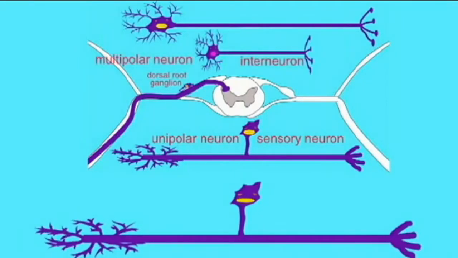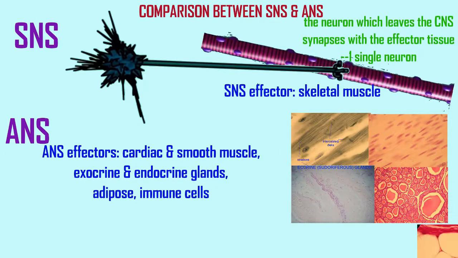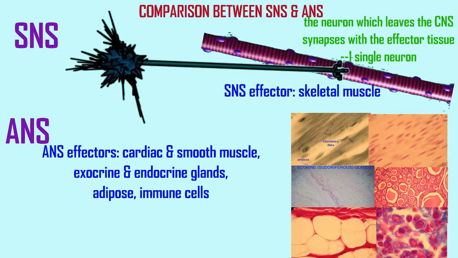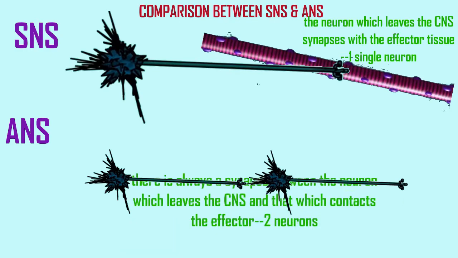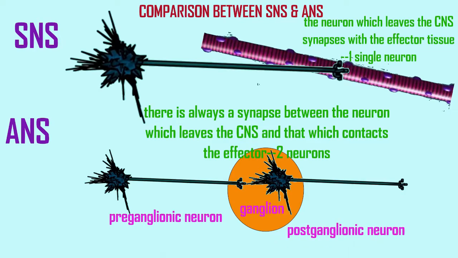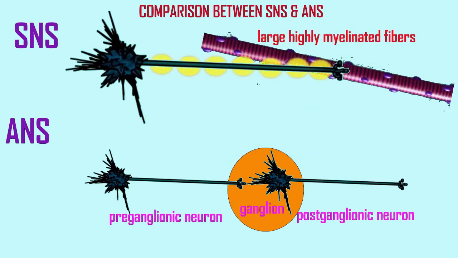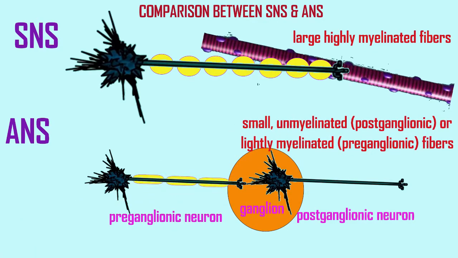Because the autonomic nervous system possesses these two neurons, the synapse between them includes the soma of the second neuron outside the central nervous system. There thus is a ganglion which contains this soma, and therefore we can call these neurons the preganglionic neuron, which goes from the central nervous system to the ganglion, and the postganglionic neuron, which goes from the ganglion to synapse with the effector. There are also differences in the myelination of these axons.